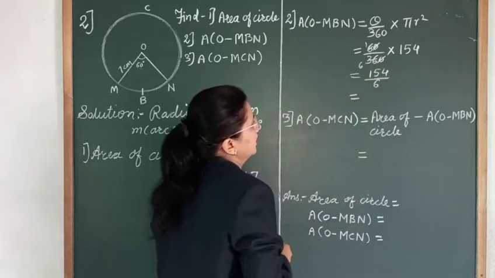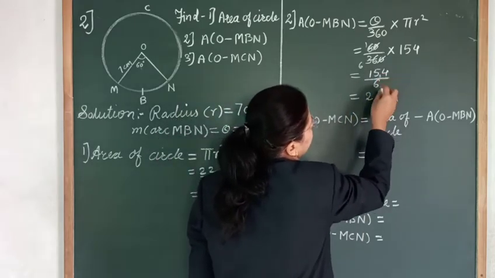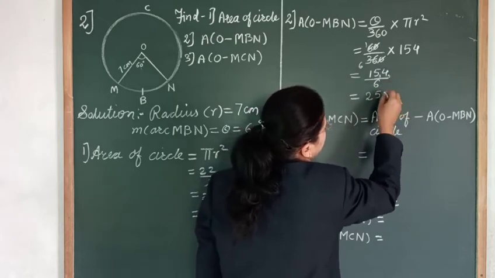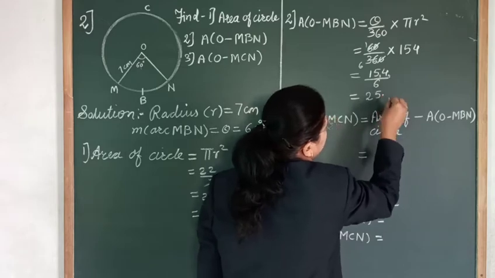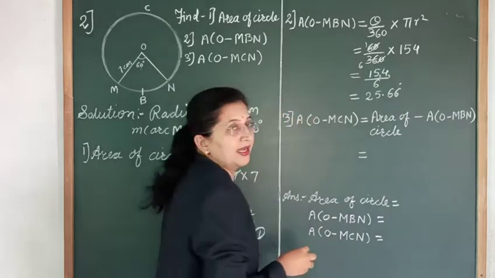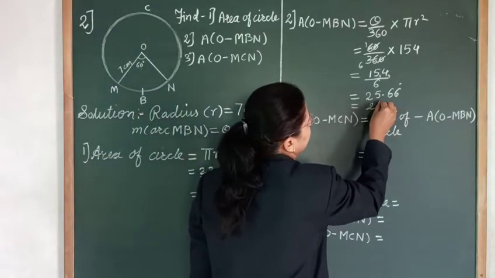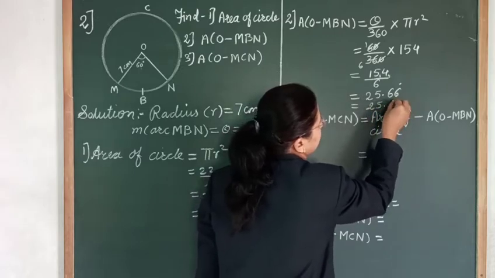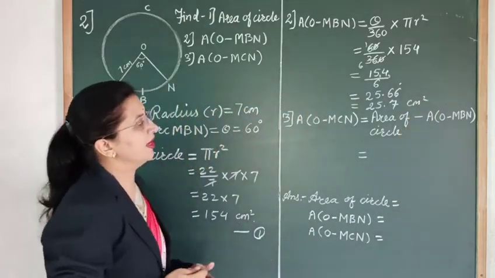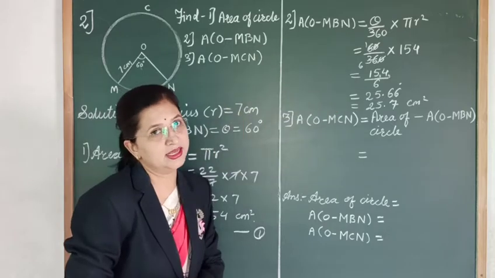Okay, so let's solve this. 6 2s are 12, carry 3, 6 5s are 30, then 4 remains, then here a decimal point, 0, 6 6s are 36. Here there is a recurring 6, so we write it up to 1 decimal place, that is 25.7. So 25.7 square centimeter is the area of this minor sector.